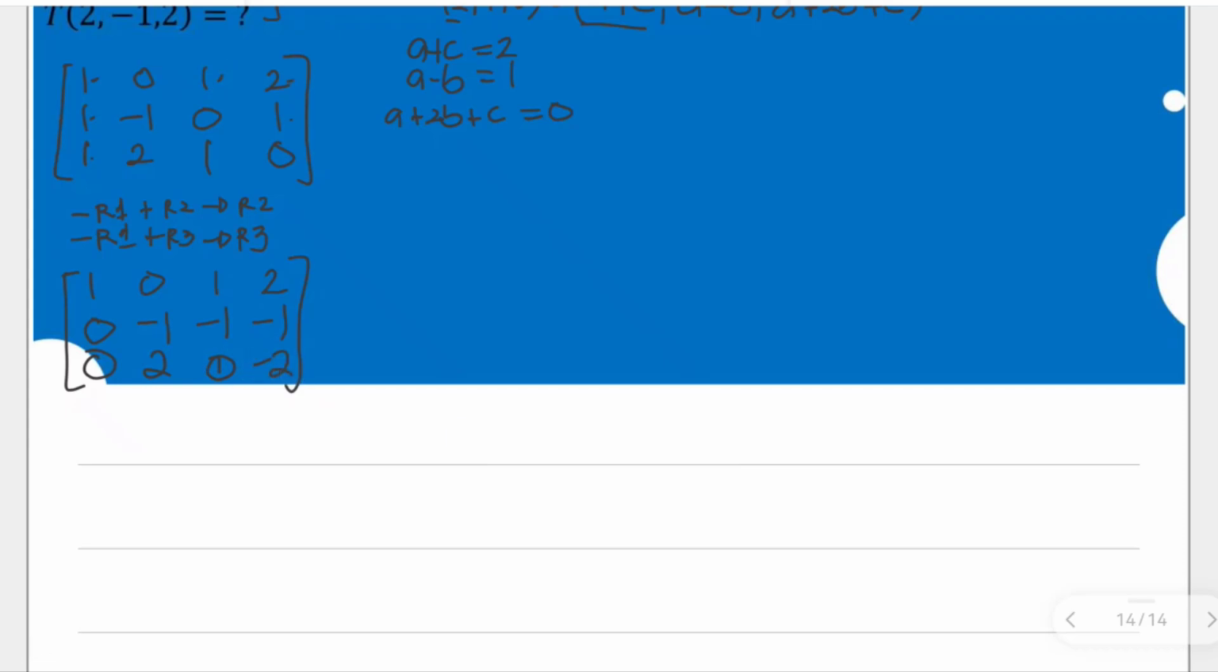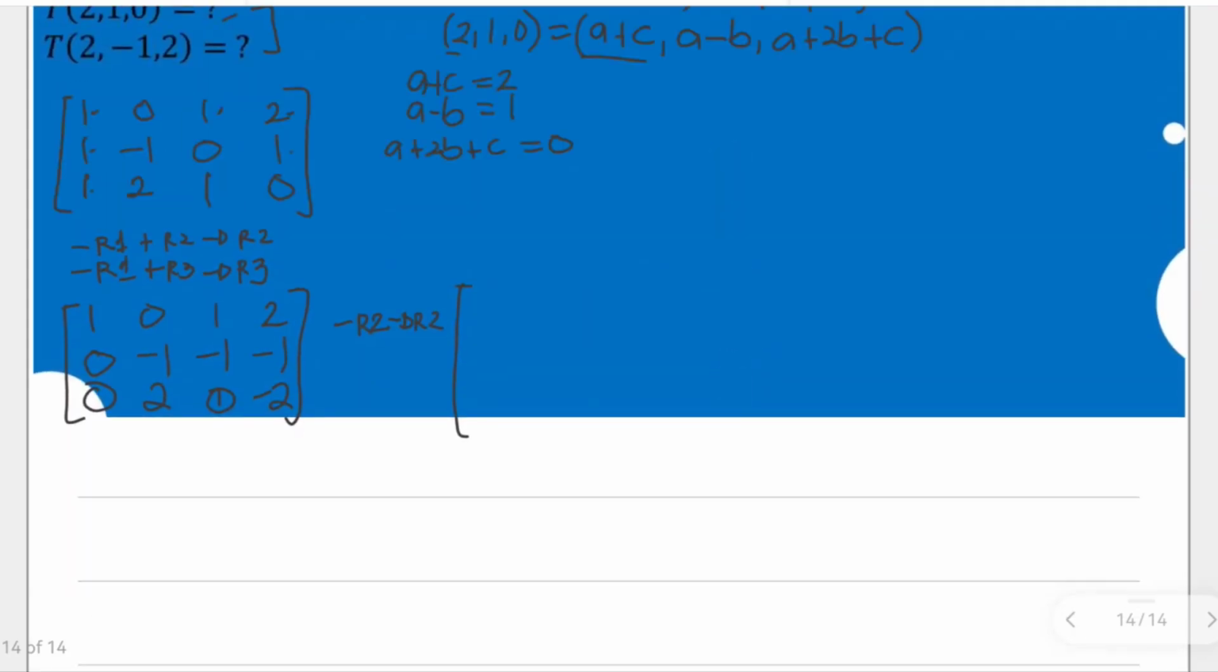Next is to make this positive 1, so we're going to multiply -1 to row 2 for a new row 2. I'm going to use horizontal motion so that I have spaces here, because we have to solve two. So this is 1, 0, 1, 2, 0. Now this becomes 0, 1, 1, 1. To make this 0, we're going to multiply -2 to row 2 plus row 3 for a new row 3.